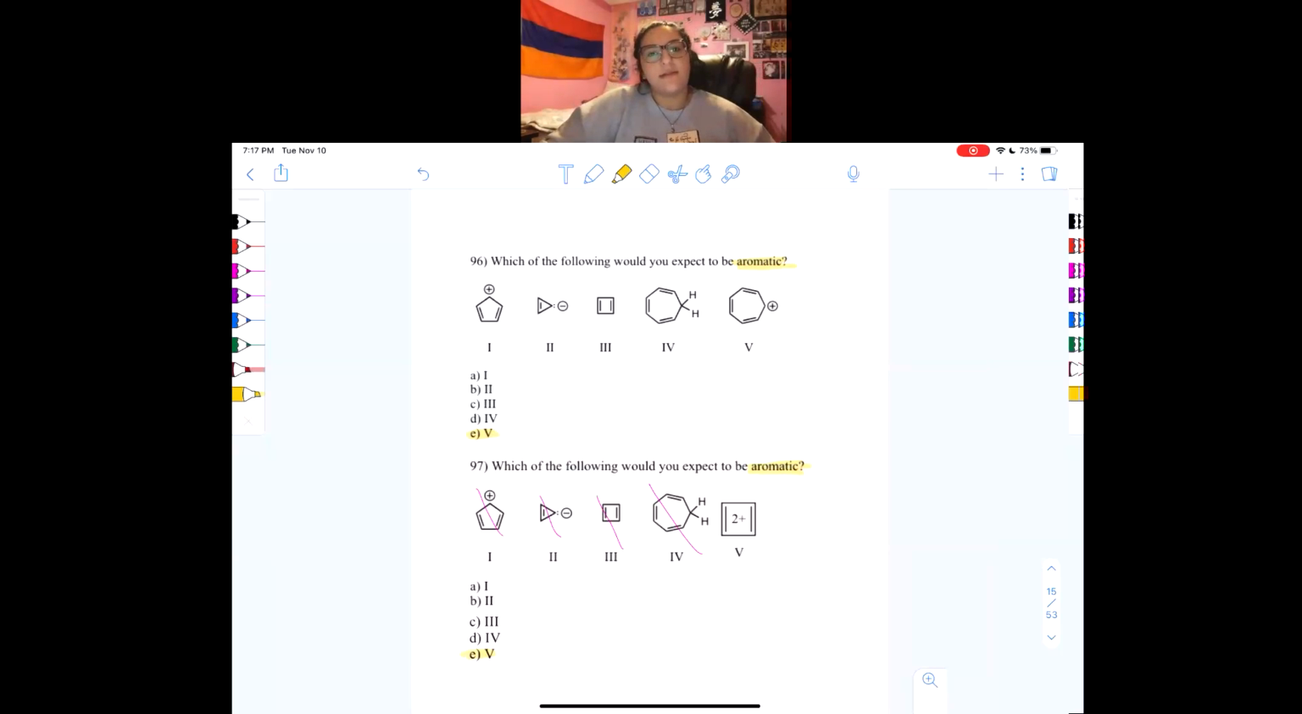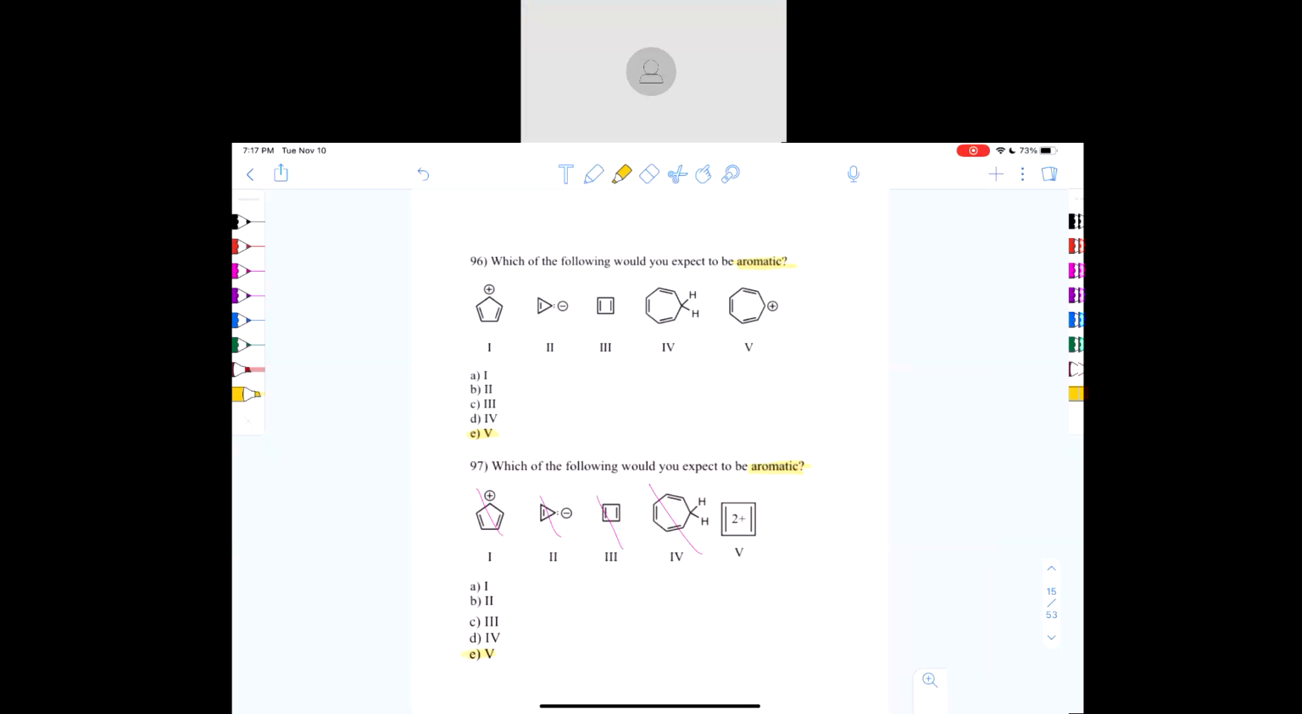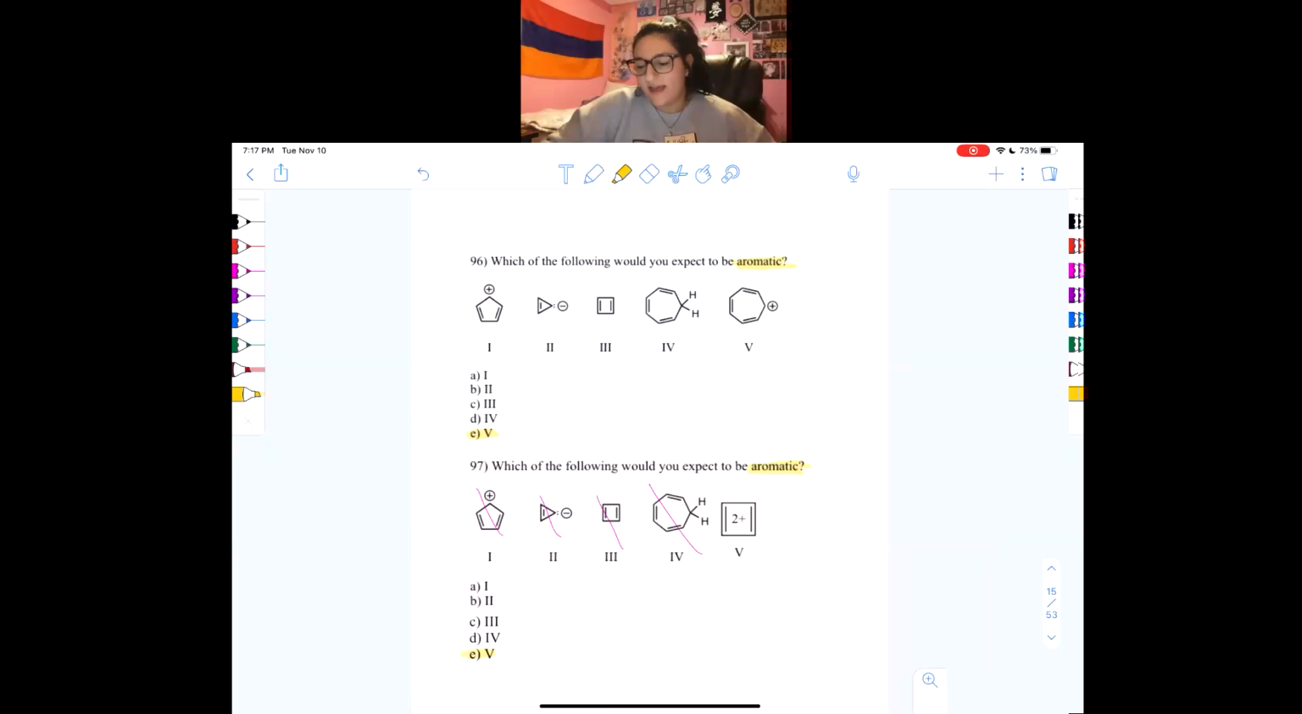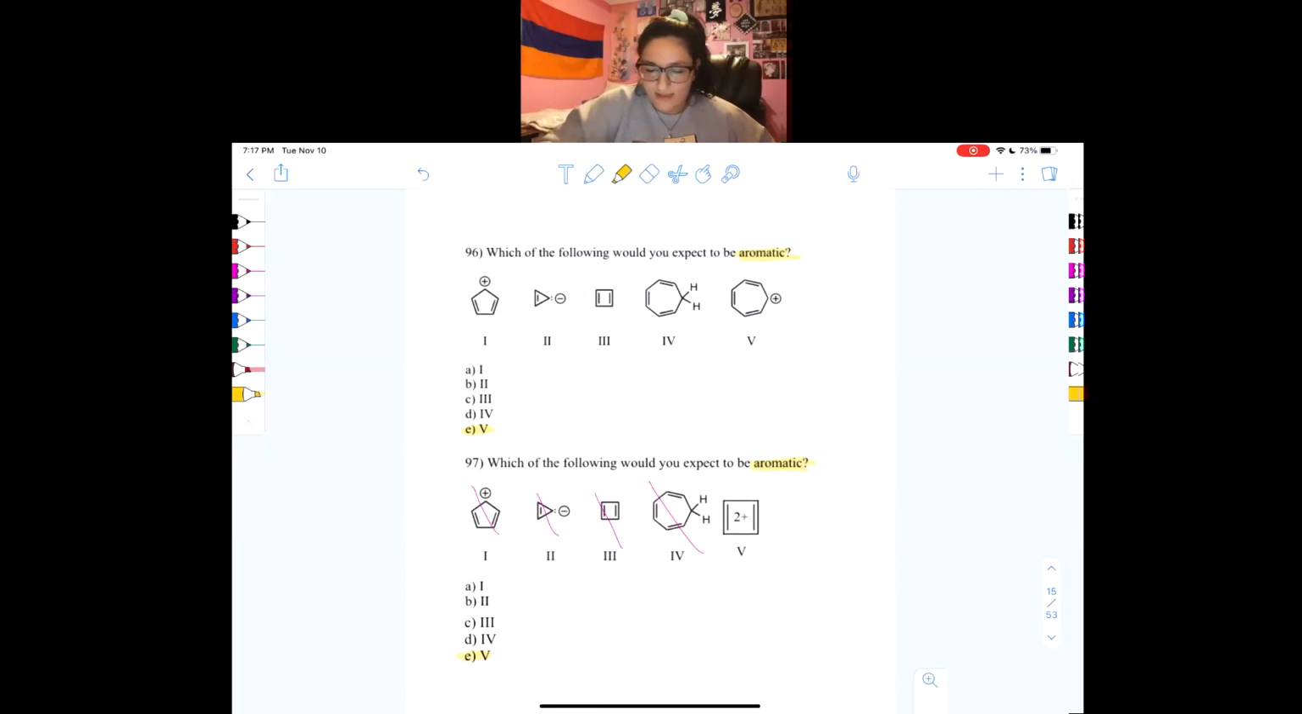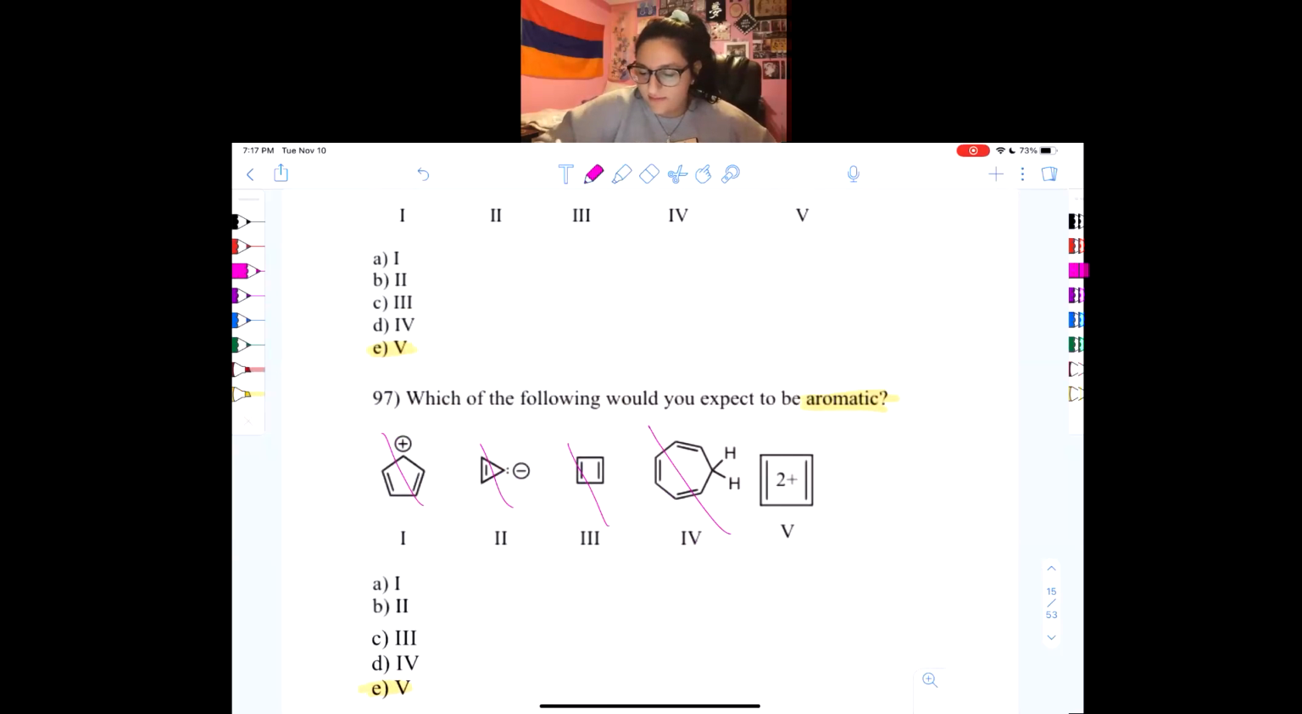Oh, quick question. What does the 2 plus mean? Oh, that's a great question. So it's just saying that it looks like this. All right, thanks. You're welcome. Someone said these are from the weeklies. Oh, that's cool. Okay.